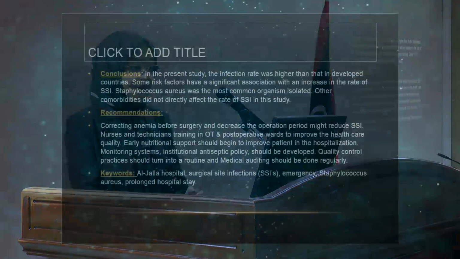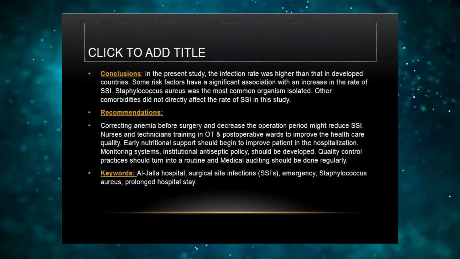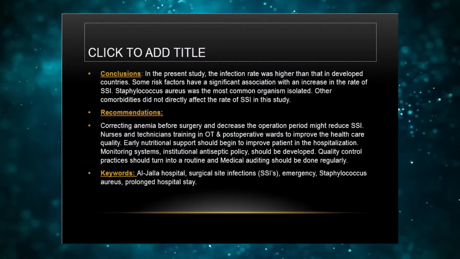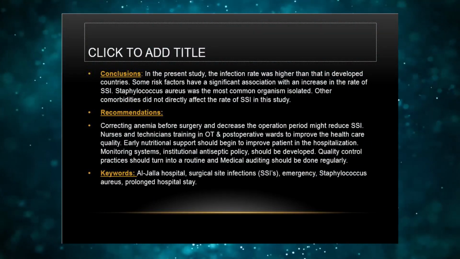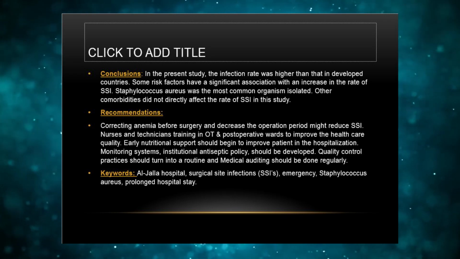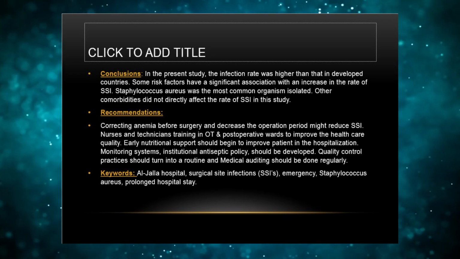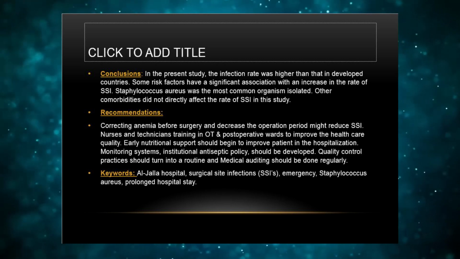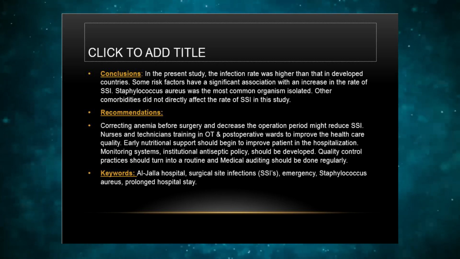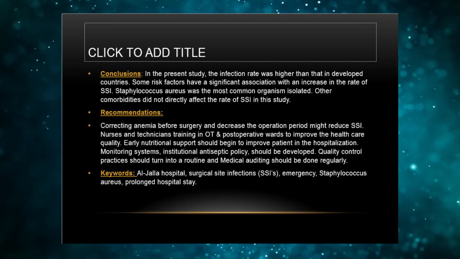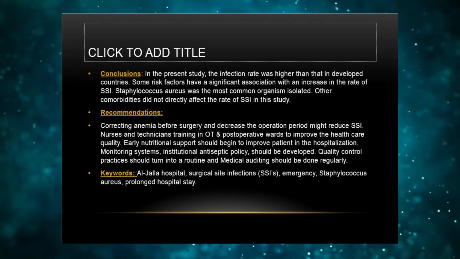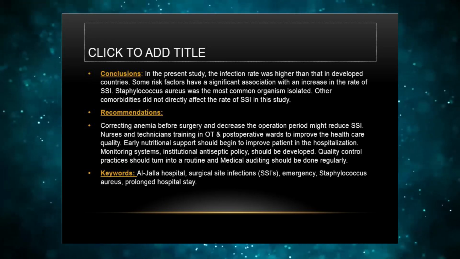Conclusion: in the present study, the infection rate was higher than in developed countries. Some risk factors were significantly associated with an increased rate of surgical site infections. Staph aureus was the most common organism isolated. The other comorbidities did not directly affect the rate of SSIs in this study. Recommendations: correcting anemia before surgery and decreasing the operation time might reduce SSIs.